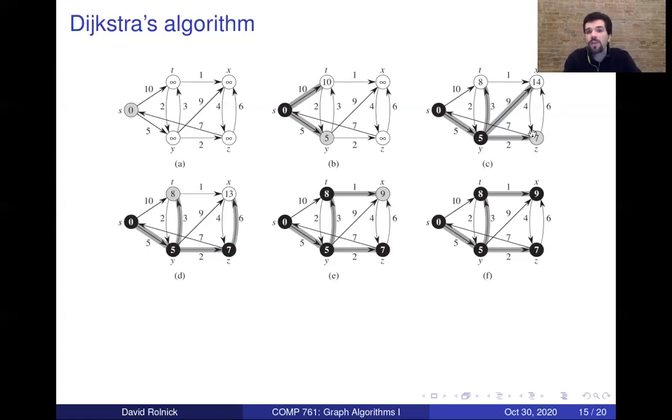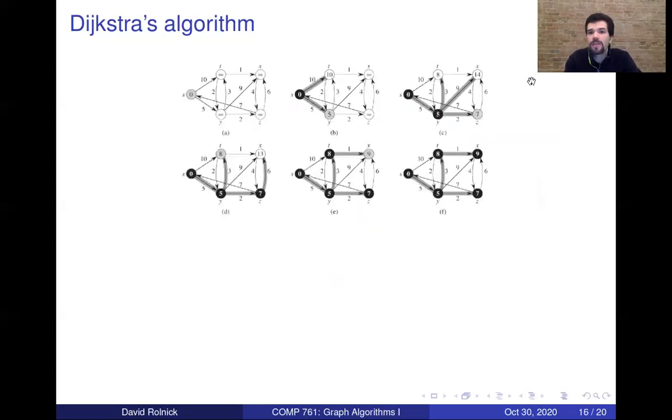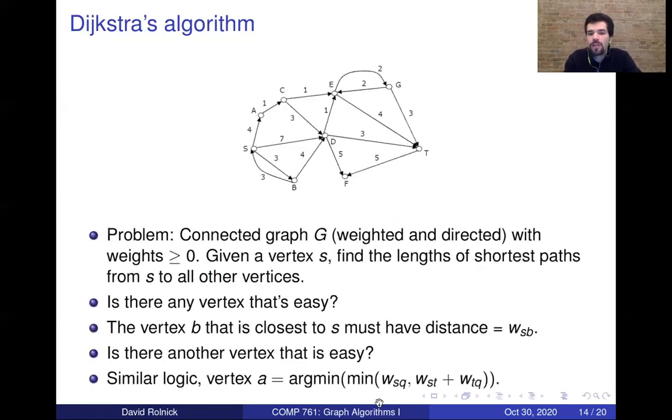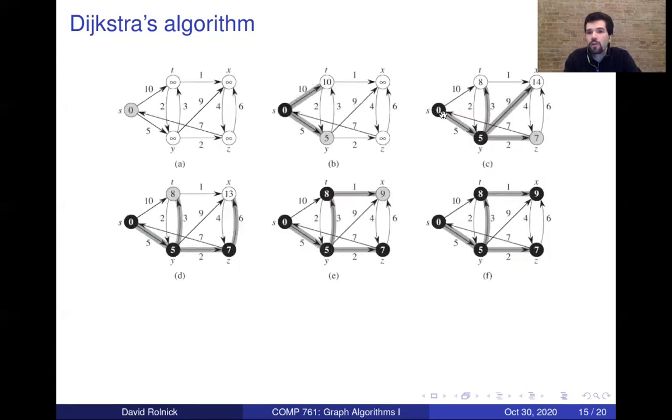This is what I was trying to explain, badly, on the previous slide. This is the argmin of the min of this thing. It's just basically saying we considered both paths going directly from S. In this case, there wasn't a path going directly from S, but paths going from S and paths going from S to Y to the thing. Okay.